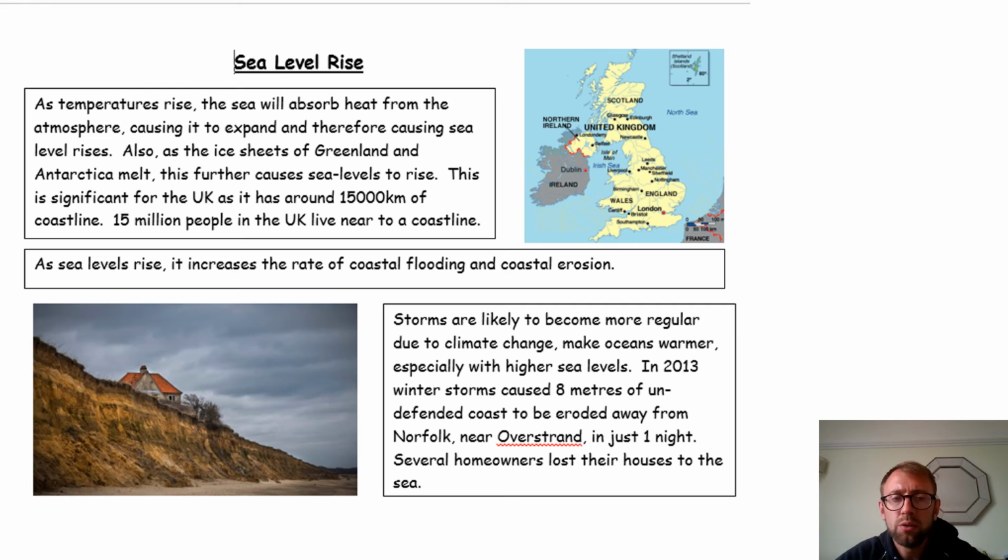We've also mentioned sea level rise. 15 million people in the UK live around the coast. And with sea level rise, that's going to lead to more issues around coastal flooding and coastal erosion. Again, linking it to North Norfolk is a prime example here. You can see some examples of eroded cliffs.